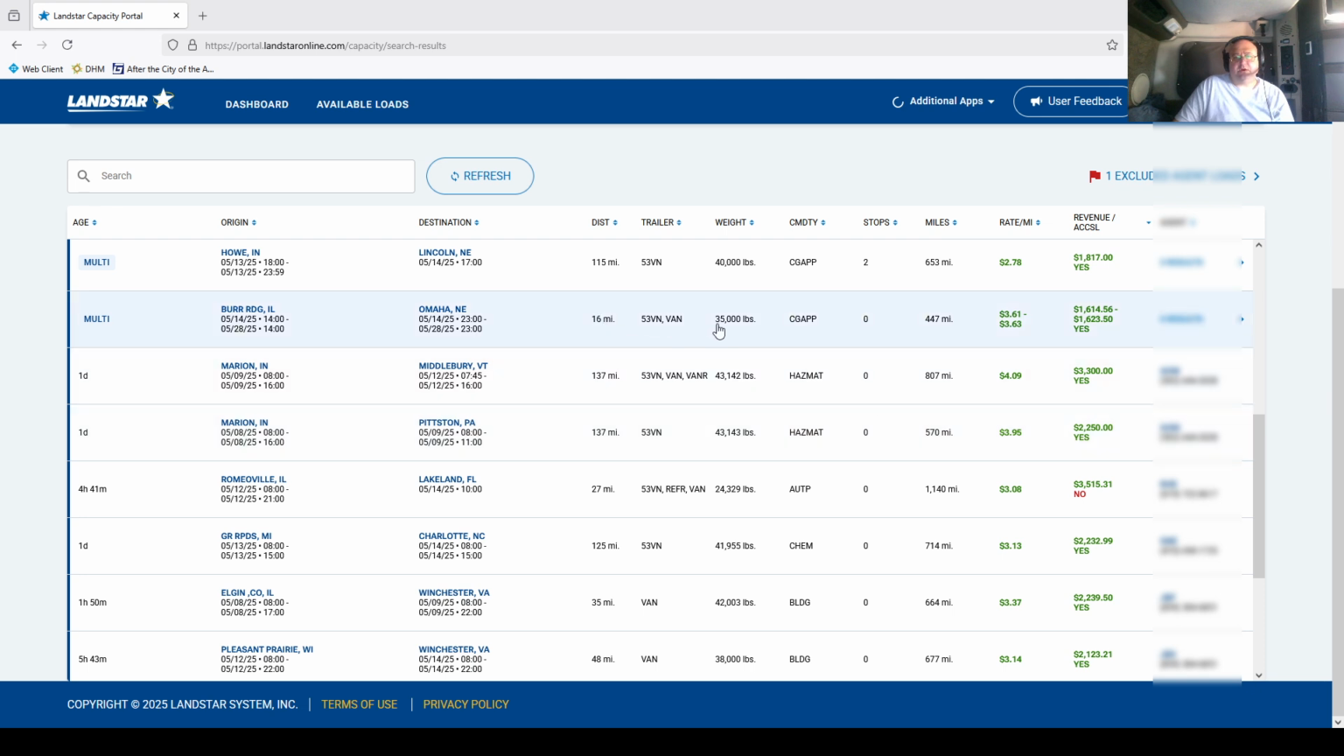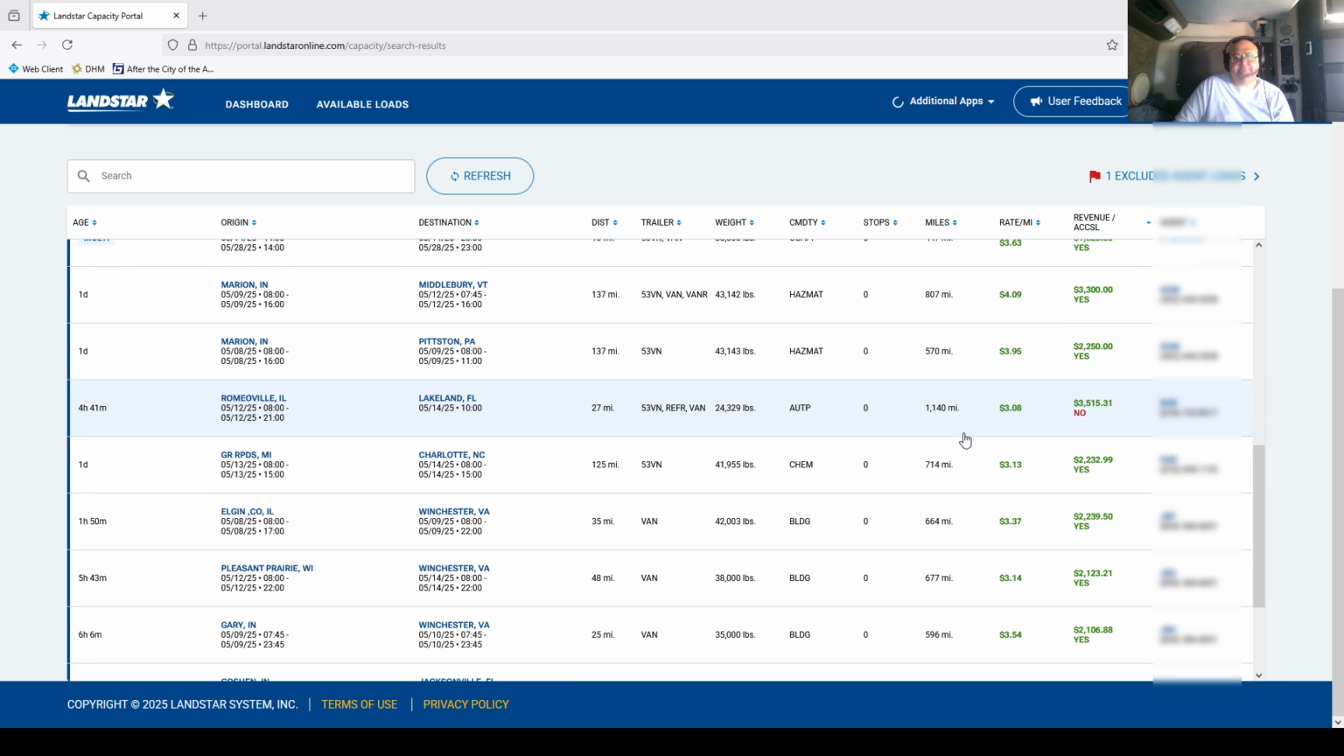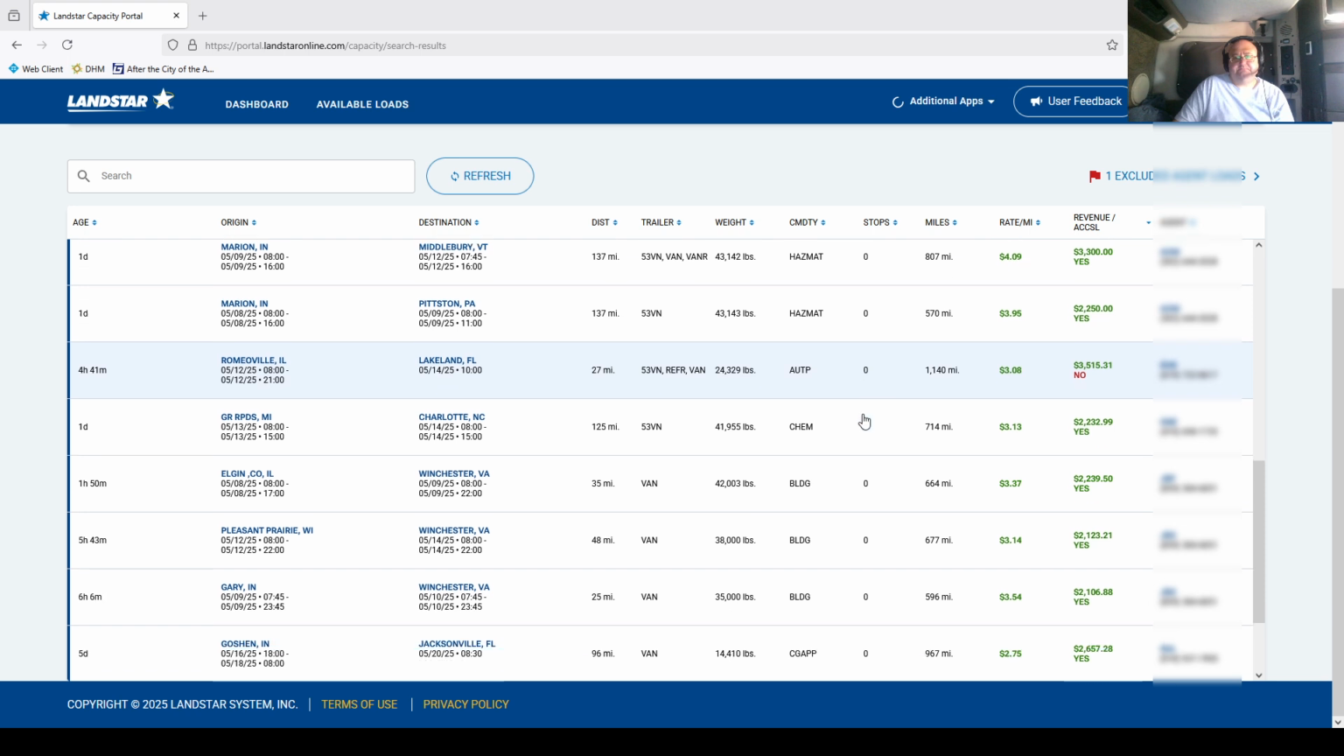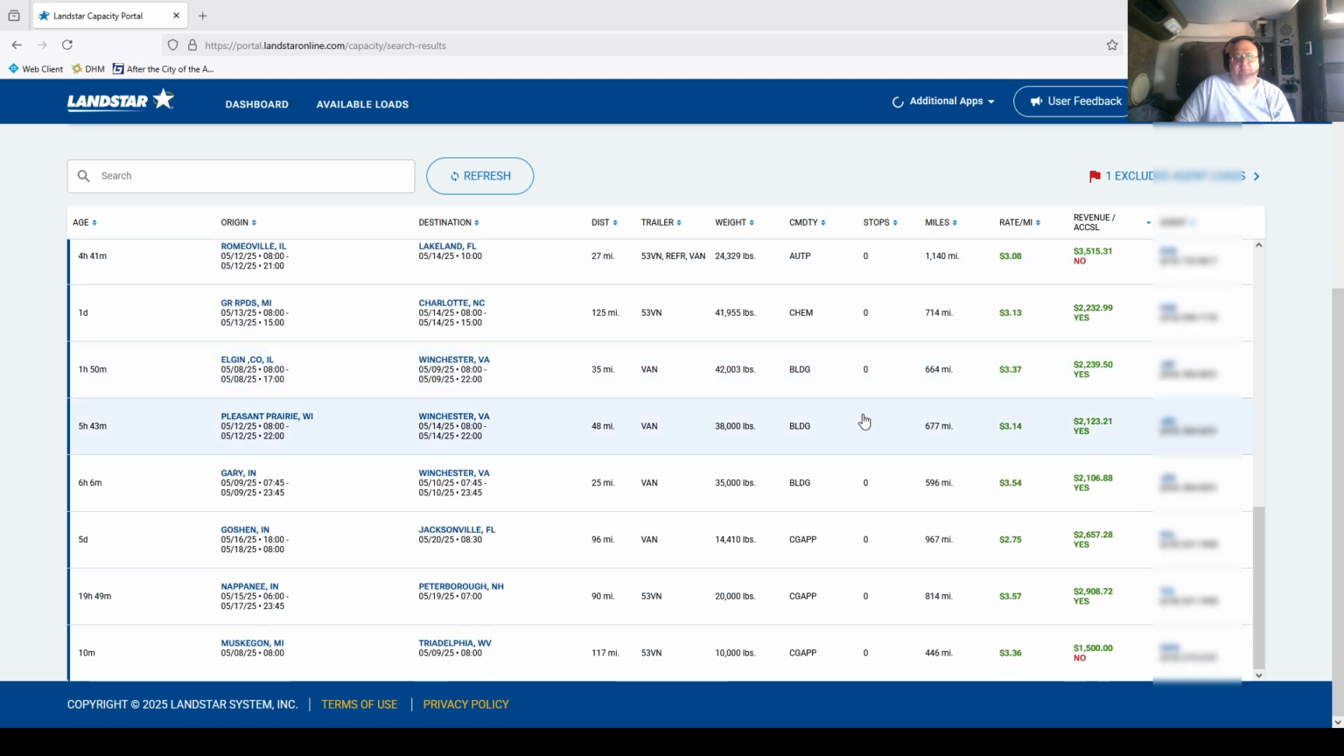Burridge, Illinois to Omaha, Nebraska. Short mileage, 447 miles, $3.60 a mile, 1600 bucks. Marion, Indiana to Middlebury, Vermont. $4 a mile, $3,300. Hazmat, max weight. Here's another $4 a mile max weight hazmat load from Marion, Indiana to Pittston, Pennsylvania. That's the end of the list.